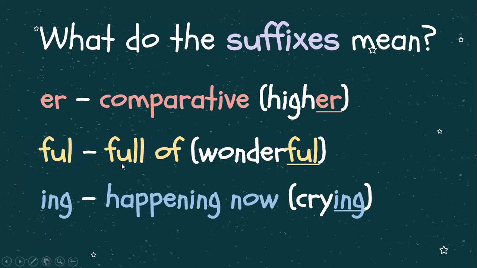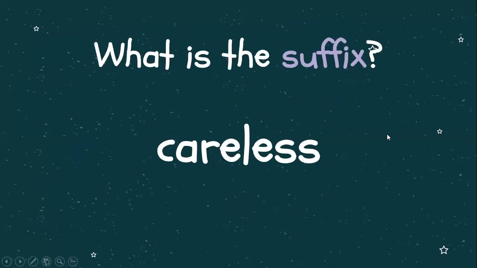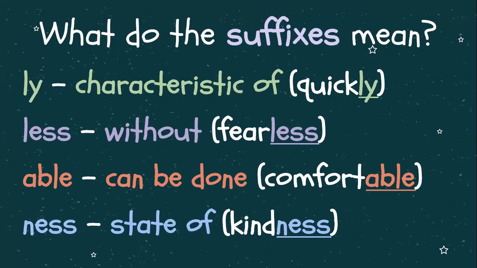Okay, so full means to be full of something, for example, wonderful. Ing means happening now. It's used for present continuous. We are going to do tenses in a few videos. So crying, right? Then ly means the characteristic of. Adverbs के साथ we use it, so quickly.